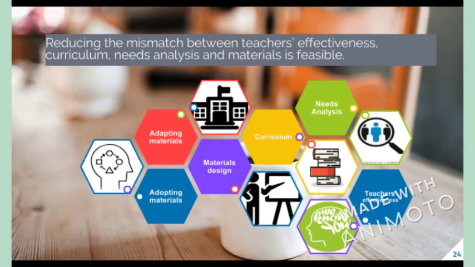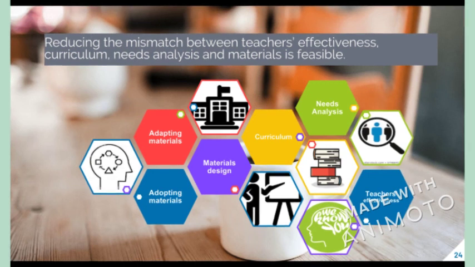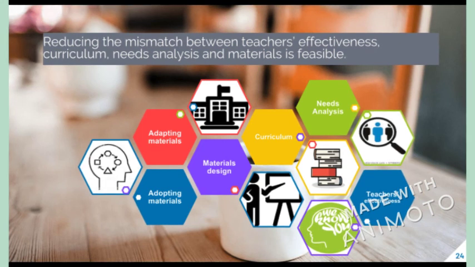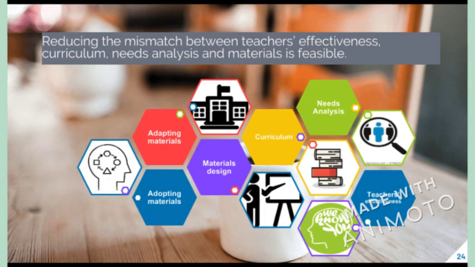All in all, the terms explored so far: teachers' effectiveness, curriculum, needs analysis, and materials have an interdependent relationship. Each of them affects or benefits each other, and they should always be connected to the reality of the specific teaching and learning context. Reducing the mismatch between the concepts reviewed is feasible if a good and professional needs analysis is conducted when designing a curriculum, materials design, adoption, and adaptation.